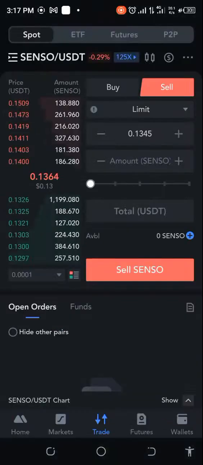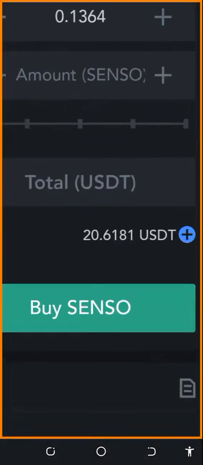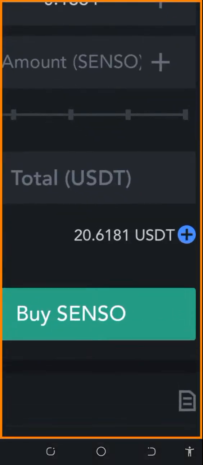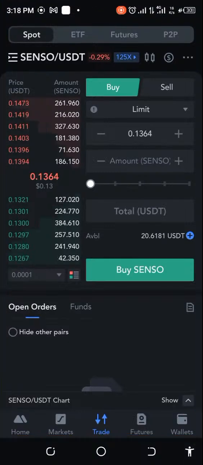All right, I'm back and it has already sold to USDT. Yes, Senso USDT is already sold. As you can see, Senso has been sold to USDT. I'm so happy. And what do we have here? Yeah, we've got 20.61, just like we said, right? Just like we said.